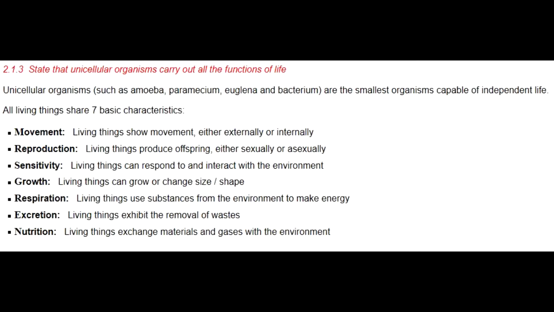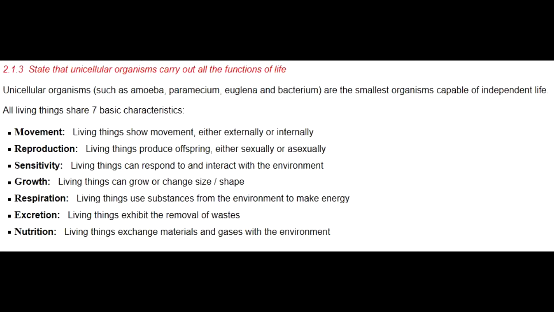Next, we need to say that unicellular organisms carry out all of the functions of life. But in order to do this, we need to memorize the 7 basic characteristics of living things. Fortunately, there's a mnemonic device that can help us memorize these characteristics. The mnemonic device is Mrs. Gren. So, MRSGREN, which stands for movement, reproduction, sensitivity, growth, respiration, excretion, and nutrition. We're going to look at these 7 characteristics in humans so we can better understand what they mean in the context of the real world.